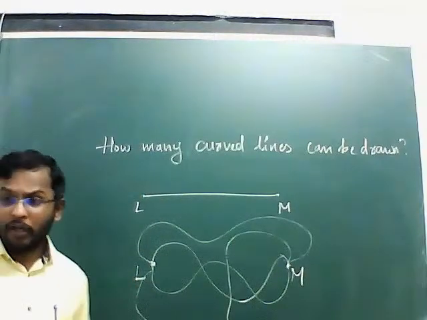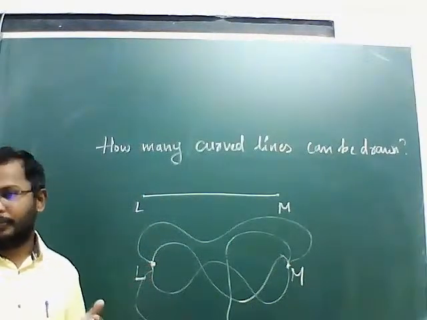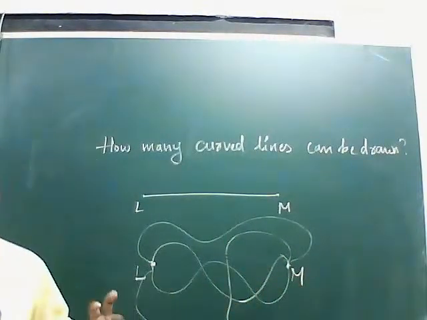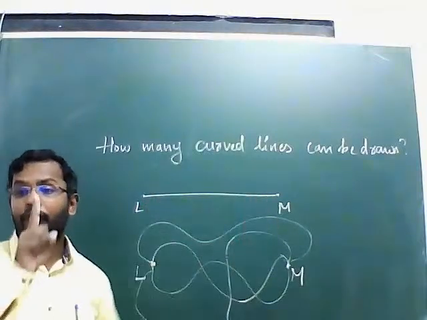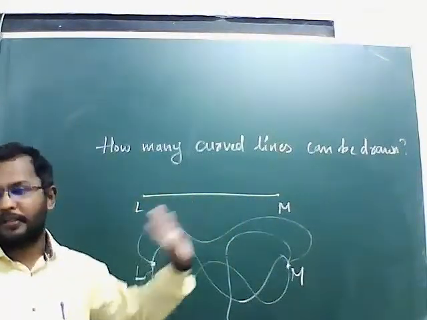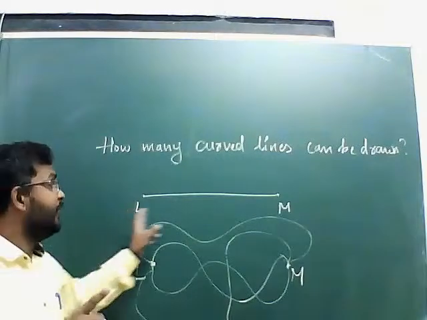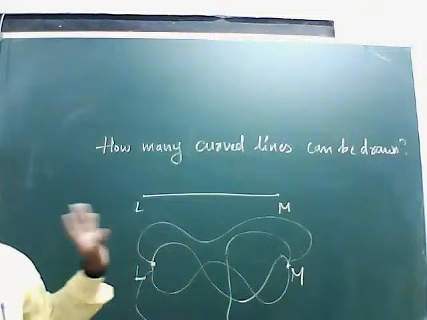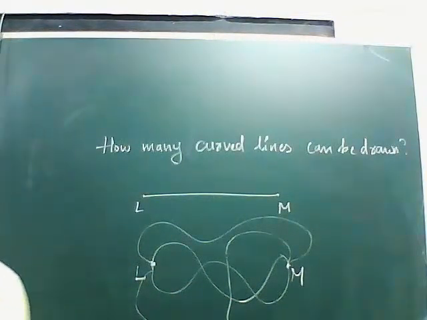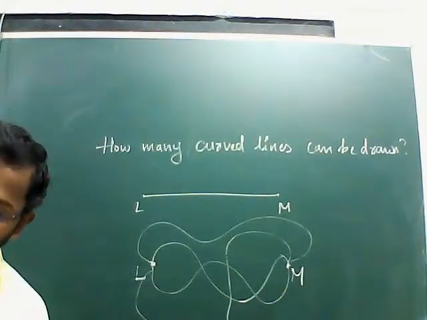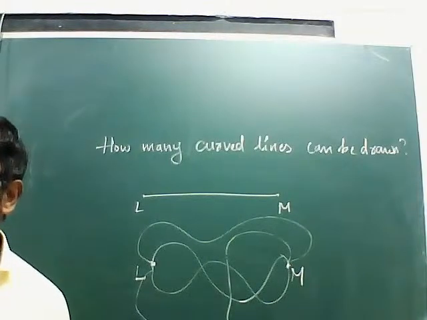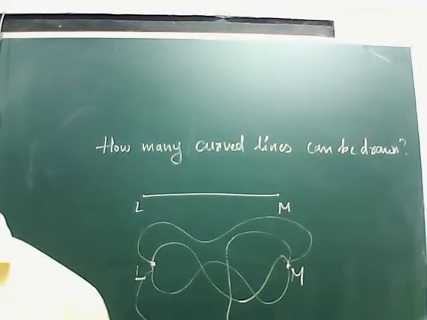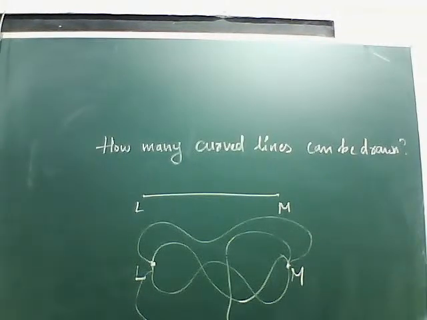So how many can we draw? There are many curved lines between 2 points, but we have only one straight line between 2 points. If it is a straight line, only one is there. If it is a curved line, then we have so many curved lines. The remaining shapes, lines and shapes we will learn in the next class.